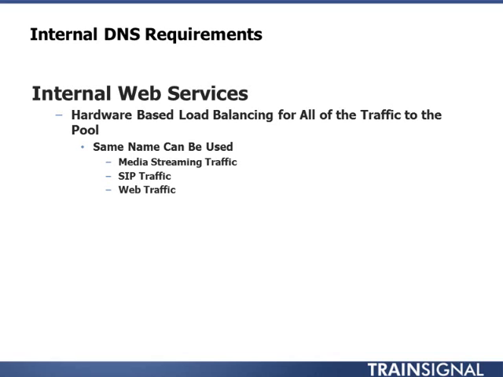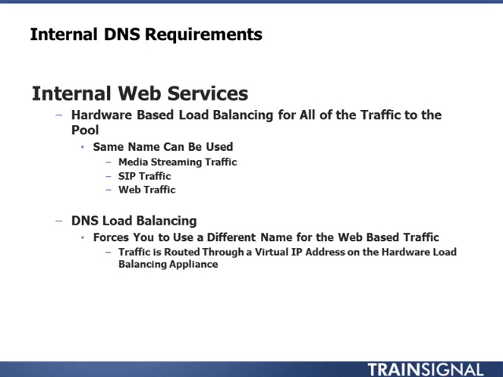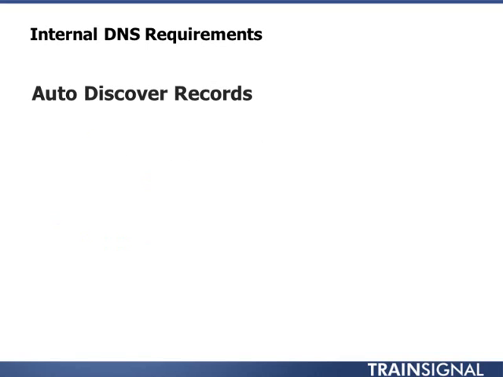Well, if you're using DNS-based load balancing, you have to use hardware-based load balancing for your web-based traffic. In the case of DNS load balancing, it forces us to use a different name for our web-based traffic, and we route that traffic through a virtual IP address on the hardware load balancing appliance. So as a result of this, if I'm using DNS-based load balancing, I'm going to have to come up with another name that's going to route traffic over to the hardware load balancing appliance for the web-based traffic. As you define your internal DNS, we also have records that can be used by your clients for auto-discovery.